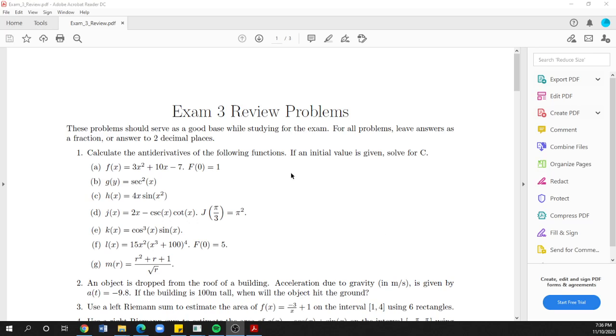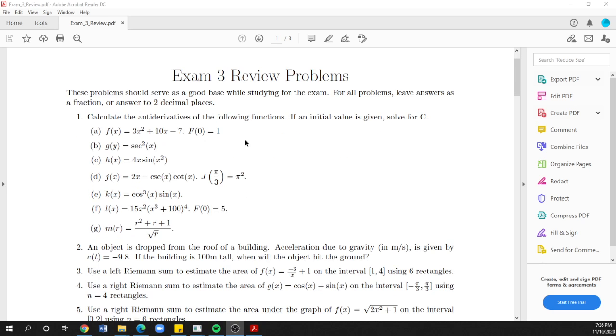Alright, so on to the last exam review. Here we are going to start with problem number 1. Calculate the antiderivatives of the following functions. And then, if I give you the initial value, I want you to solve for c. So let's go through it.